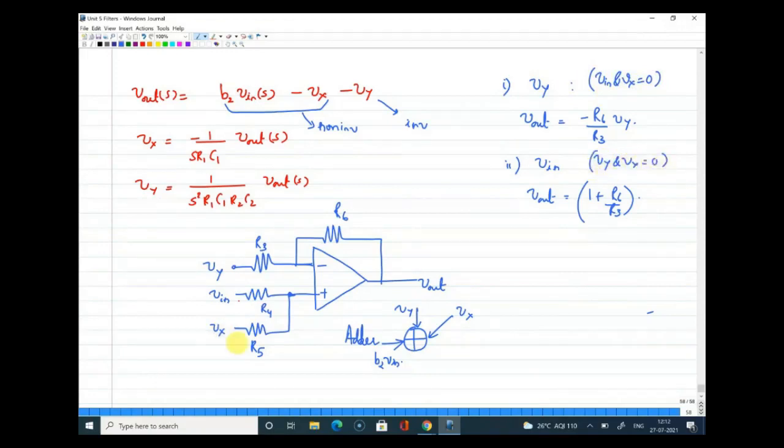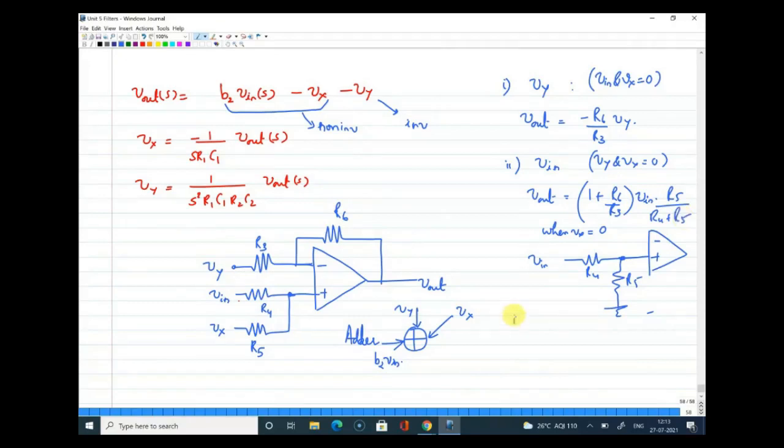Since Vx is shorted to 0, what I will get is a voltage divider, right? When Vx is equal to 0, the circuit will become like this. This is R4, this is R5, this is V in, and this is the plus terminal of the op amp. So the voltage coming there is V in into R5 by R4 plus R5. That is my V out. Is that clear? If there are any questions, please ask in between.